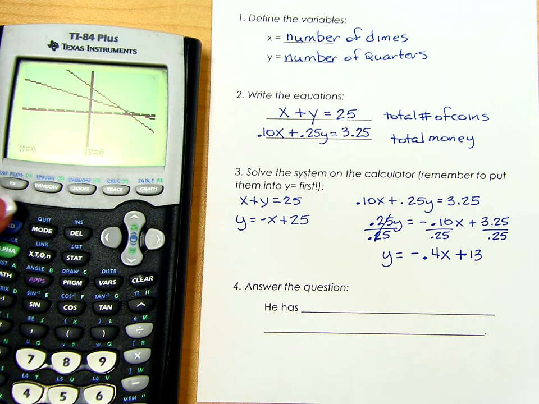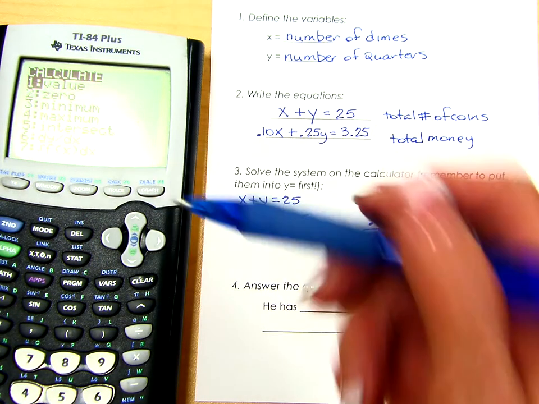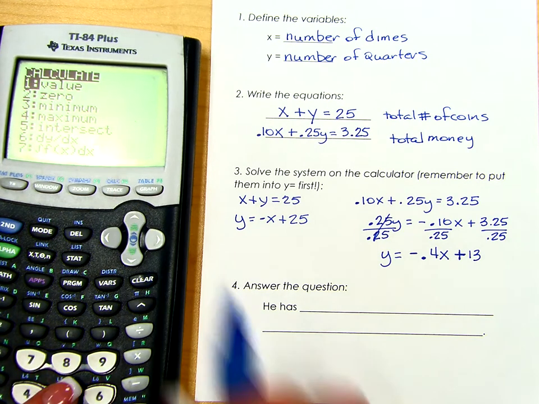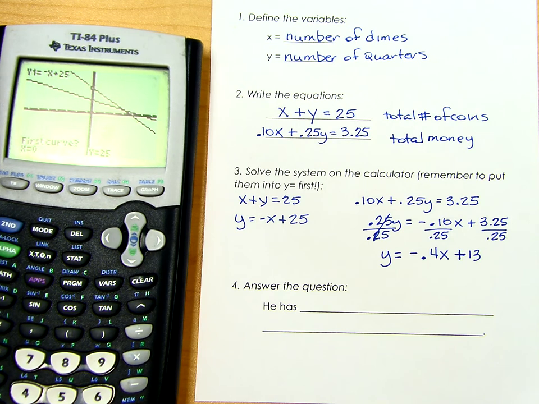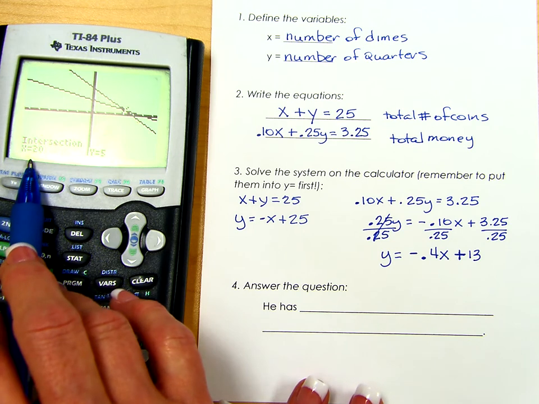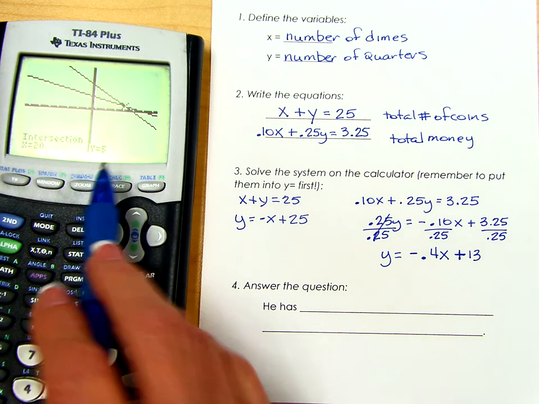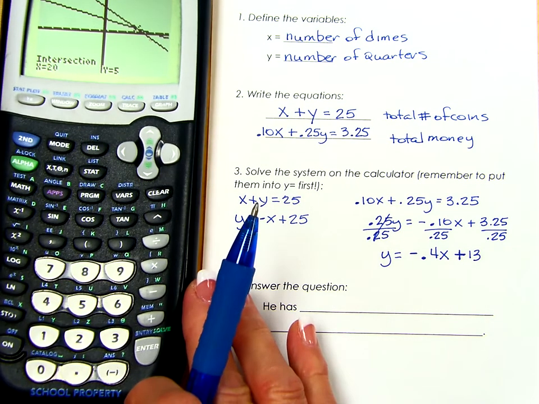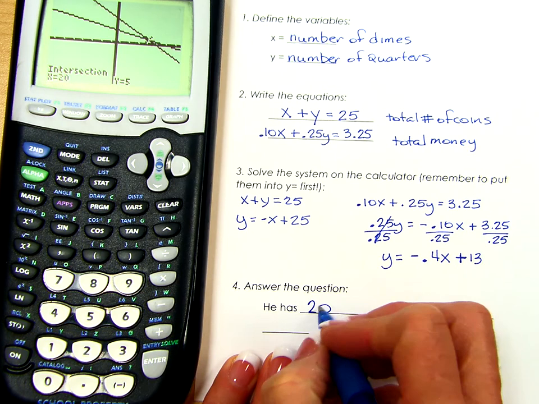At this point, we follow our directions and do second trace because we want to calculate. We're going to calculate the intersection, and then I'm going to hit enter until I see the word intersection here. So first one, second one, and then intersection. So this says that x is equal to 20, so the number of dimes would be 20, and y is equal to 5, so the number of quarters would be 5.